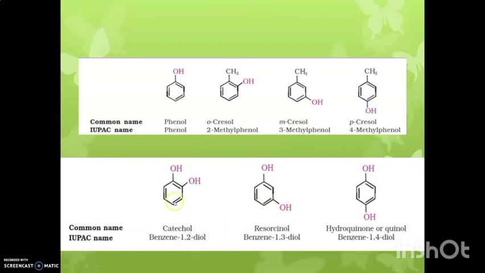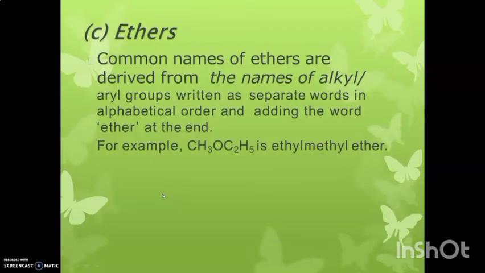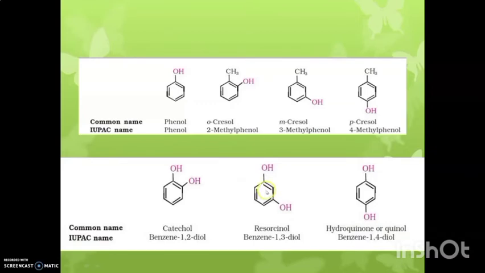And here we can name it, as it is a benzene. Two hydroxyl groups are there, in the first and second position. So it is benzene 1,2-diol. And here benzene 1,3-diol. Here it is benzene 1,4-diol. Or else, similar to this one, we can name it benzene metadiol, paradiol. Like that also we can name.